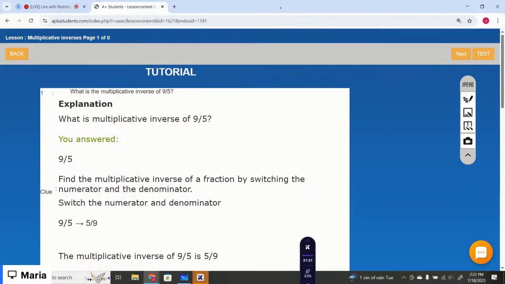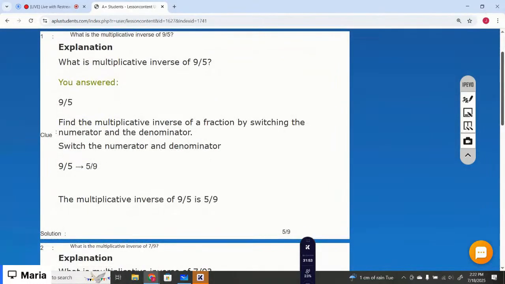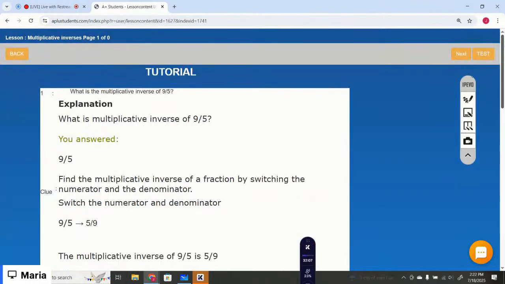What is the multiplicative inverse of 9 over 5? The multiplicative inverse of a fraction is found by switching the numerator and denominator. So the fraction is 9 over 5. You just have to switch the numerator and denominator. That would be 5 over 9. Let's just start with the test questions.